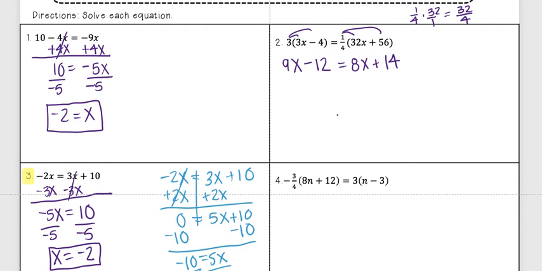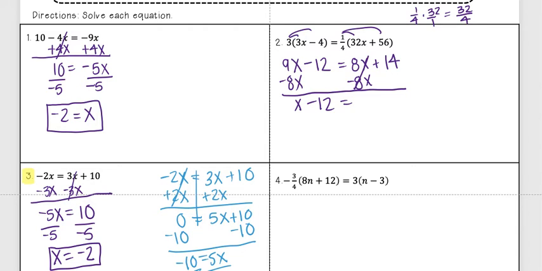And now this one looks more simple. So now I need to get all of my variables on one side and my numbers on the other. How I like to do this is I like to move my smaller number of x's to the other side. So between 9 and 8, my smaller is the 8. And I like to do that just so I can avoid negatives. It's okay if you move the 9. You'll still get the same answer at the end.